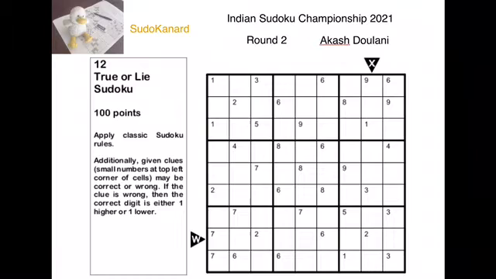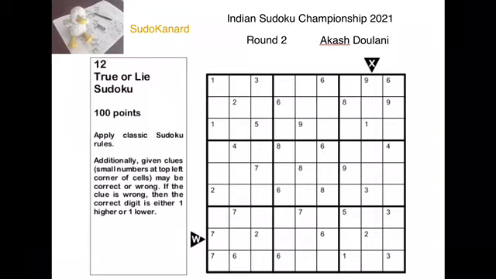Here is a true or lie Sudoku puzzle which was created by Indian author Akash Dulani for the Indian Sudoku Championship of 2021 in December of that very year. It was a very high pointer with 100 points out of, I don't remember how much, but it was one of the two highest pointers in the round and in the overall competition.